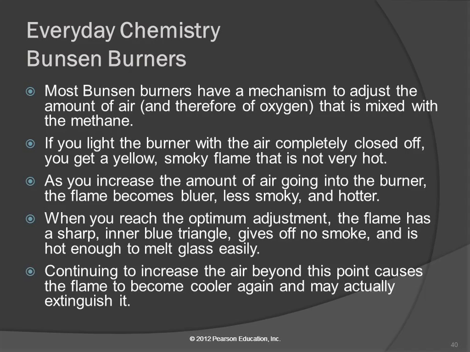Bunsen burners: what we're doing when we light the Bunsen burner is we're burning the methane in the natural gas. You also need oxygen to burn it, and the Bunsen burners have a little valve. We've learned how to adjust them, and that allows you to adjust the amount of oxygen. If you have that completely closed off, I showed you it looks like a candle, and if you get too much oxygen, you can actually cause the flame to get cooler again and even extinguish it.